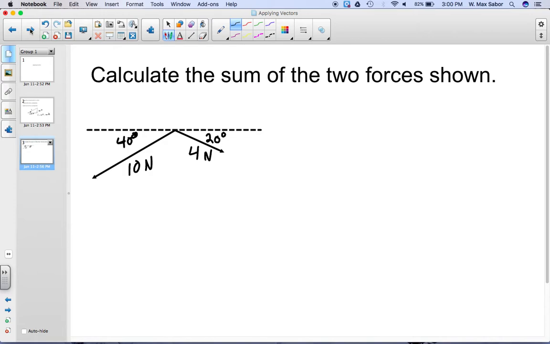So if we want to calculate the sum of the two forces that we are shown, we can represent each of these vectors as components. And once we have represented those vectors as components, then we can add those two together.